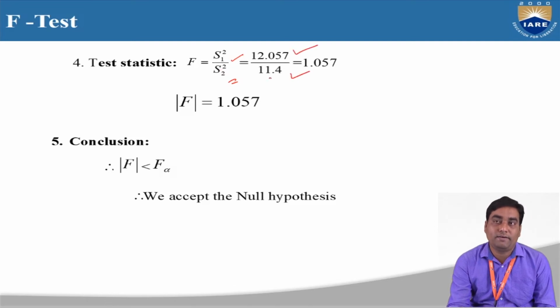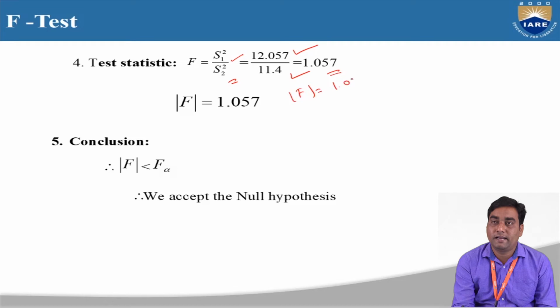12 is greater than 11.4. That's why 12.057 by 11.4. These two values we have already calculated in the previous slide. So if you simplify, we are going to get F value 1.057, and mod F also you can calculate 1.057, and F alpha we got 3.29 in step 3.